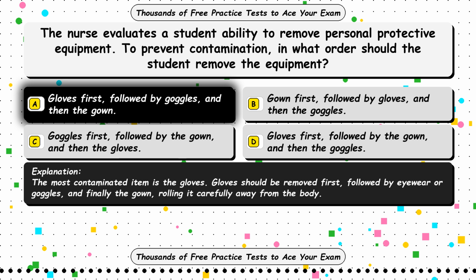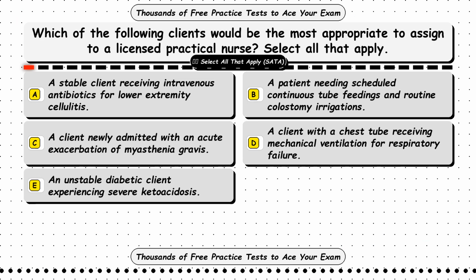body. Question 149. Which of the following clients would be the most appropriate to assign to a licensed practical nurse? Select all that apply. Option A, a stable client receiving intravenous antibiotics for lower extremity cellulitis. Option B, a patient needing scheduled continuous tube feedings and routine colostomy irrigations. Option C, a client newly admitted with an acute exacerbation of myasthenia gravis. Option D, a client with a chest tube receiving mechanical ventilation for respiratory failure. Option E, an unstable diabetic client experiencing severe ketoacidosis.